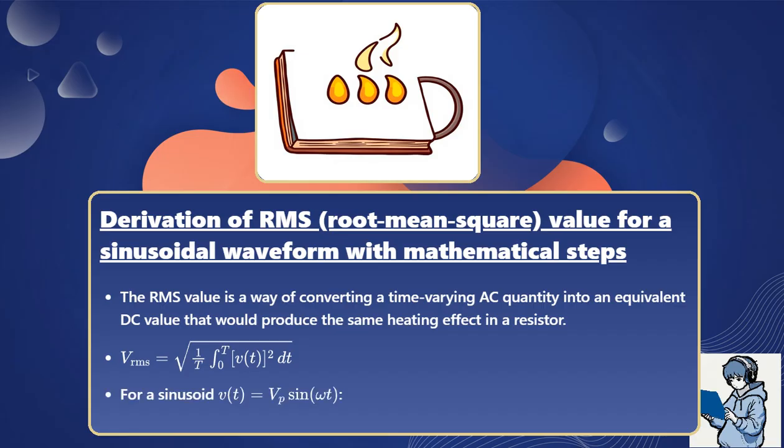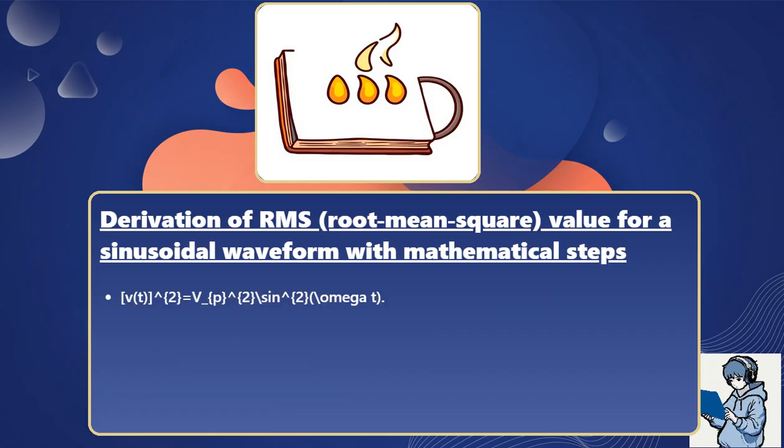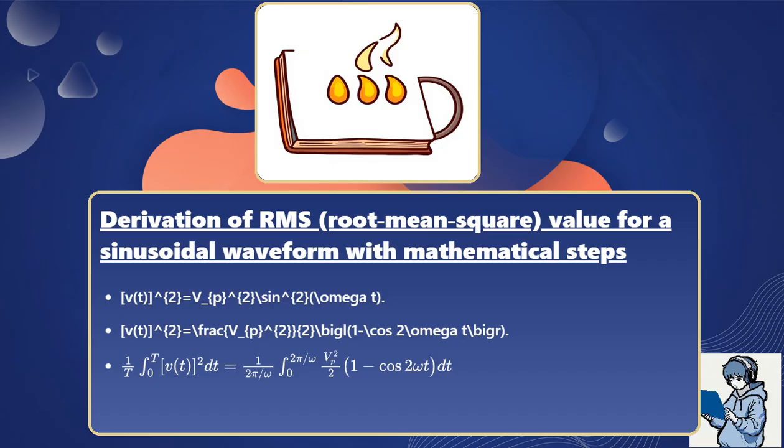For a sinusoid, v of t equals v sub p sine omega t. v of t squared equals v sub p squared sine squared omega t. v of t squared equals v sub p squared divided by 2 times open parenthesis 1 minus cosine 2 omega t close parenthesis.